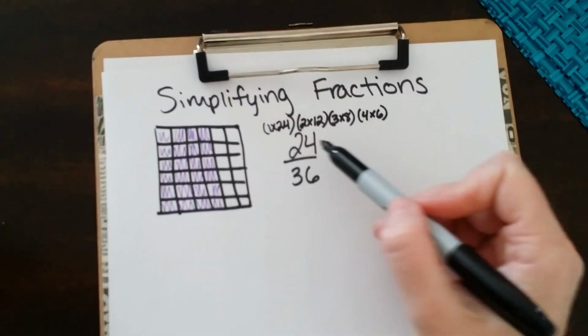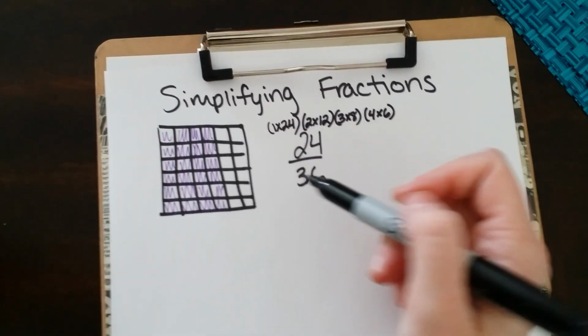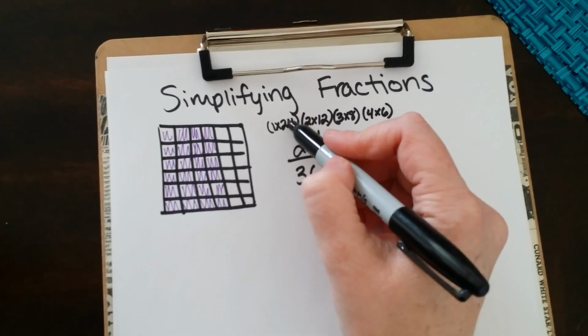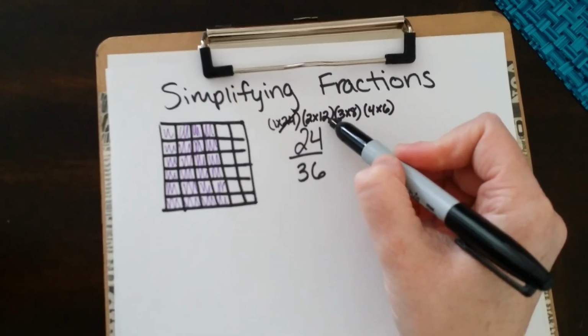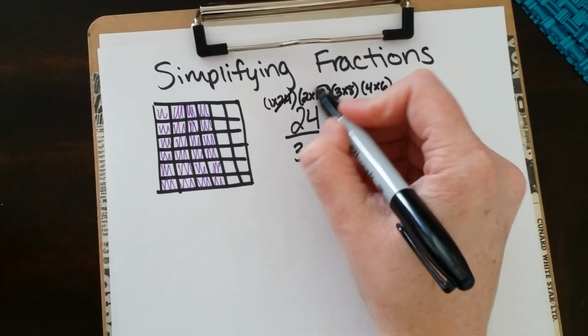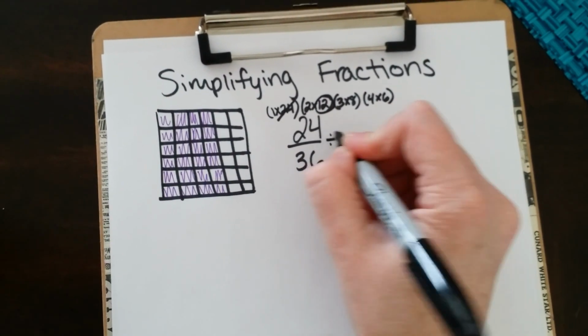So now look at all of these and see which one can also go into 36. I would start with the biggest. Can 24 go into 36? No, not evenly. Can 12 go into 36? Yes, 12 can go into 36. So I'm going to divide 12 out.